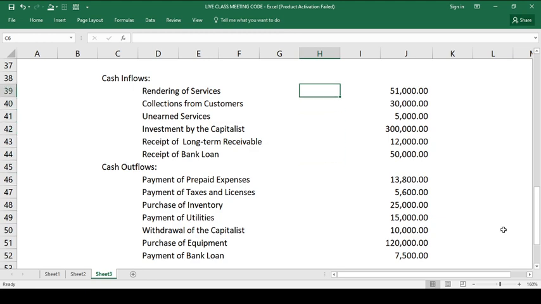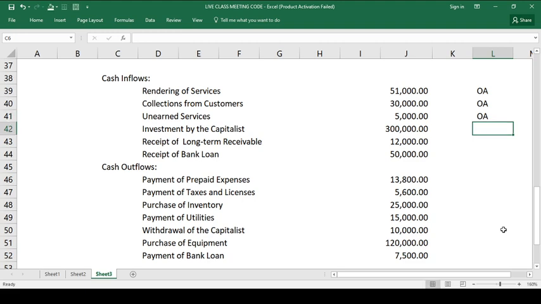So, for rendering of services, assuming that this rendering of services is the normal operation of the business, this is an operating activity. Collection from customers, because customers are part of our normal operation, is an operating activity. For collection of unearned services, meaning there were advanced collections from the customers, these are considered operating activities.